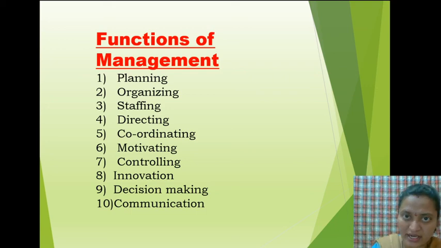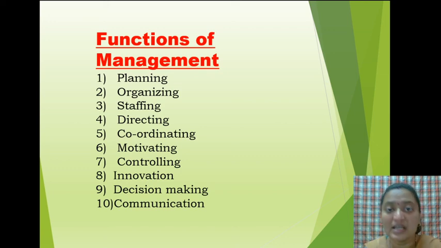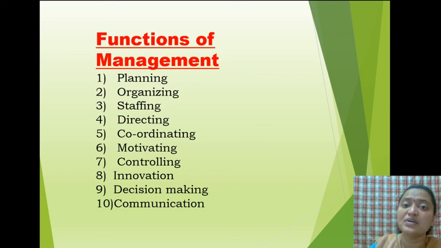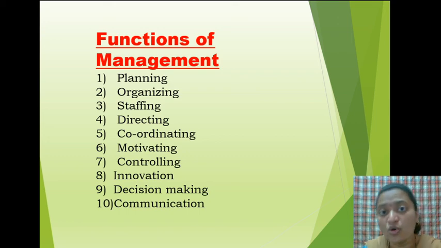Then there should be coordinating, means proper coordination among all the employees. And motivating. Motivating means what? Giving guidance, encouragement or inspiration. Then controlling. If any person will do any kind of mistake, the manager needs to control over these kind of employees. Then innovation. Innovation means what? Implementing something new ideas or new products which are there. Then decision making. The manager always has to take a correct and right decision. He cannot take a wrong decision.